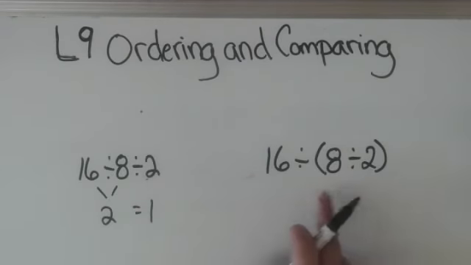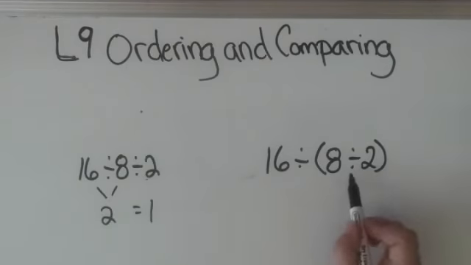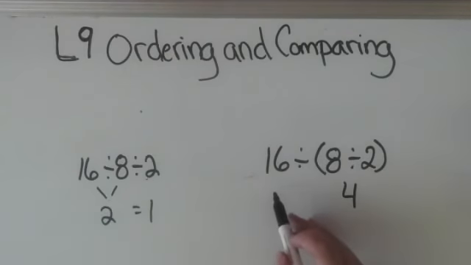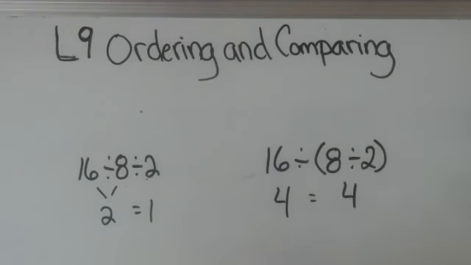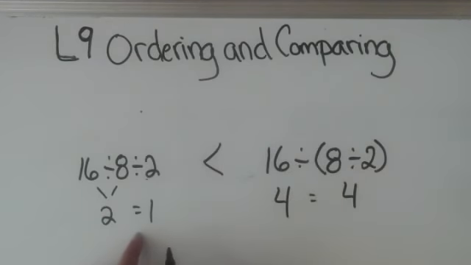This side, we have to start with our parentheses because our parentheses say do this first. So I start with 8 divided by 2. 8 divided by 2 is 4. I am now dividing 16 by 4, and I end up with 4. Okay, so I now have 4 on this side, 1 on this side. This is my symbol. 16 divided by 8 divided by 2 is less than 16 divided by parentheses 8 divided by 2 parentheses. Or 1 is less than 4.